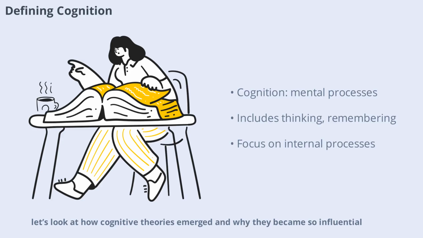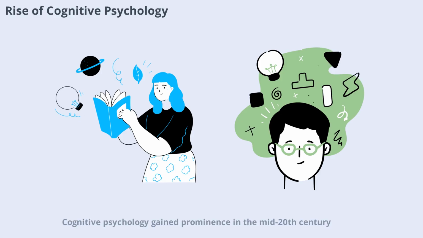Next, let's look at how cognitive theories emerged and why they became so influential. Cognitive psychology gained prominence in the mid-20th century as researchers grew dissatisfied with the limitations of behaviorism. While behaviorists focused solely on observable behaviors, cognitive psychologists argued that understanding the mind's internal workings was essential. Influential figures like Jean Piaget and Ulrich Neisser helped establish cognitive psychology as a major field. Their work emphasized the importance of mental representations and information processing, paving the way for new theories about learning and memory. This shift marked a turning point in psychology, leading to a deeper understanding of how we think and learn.